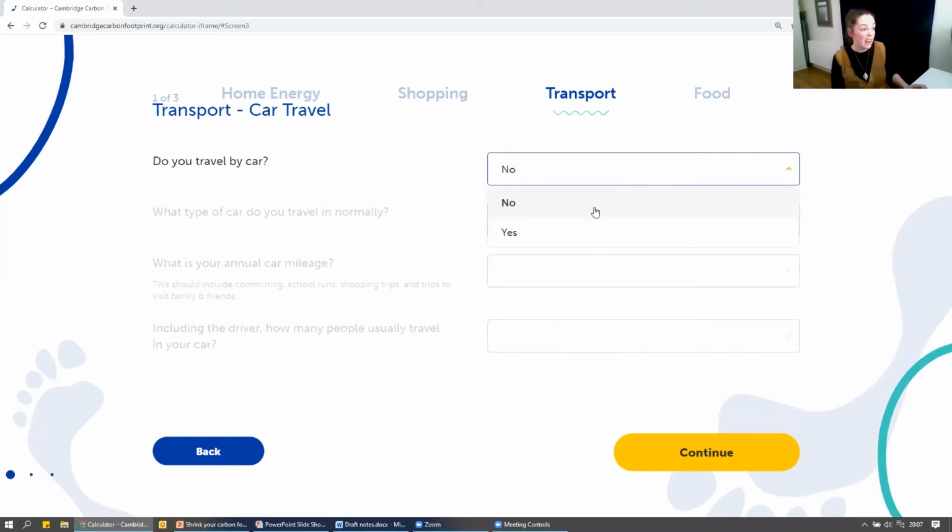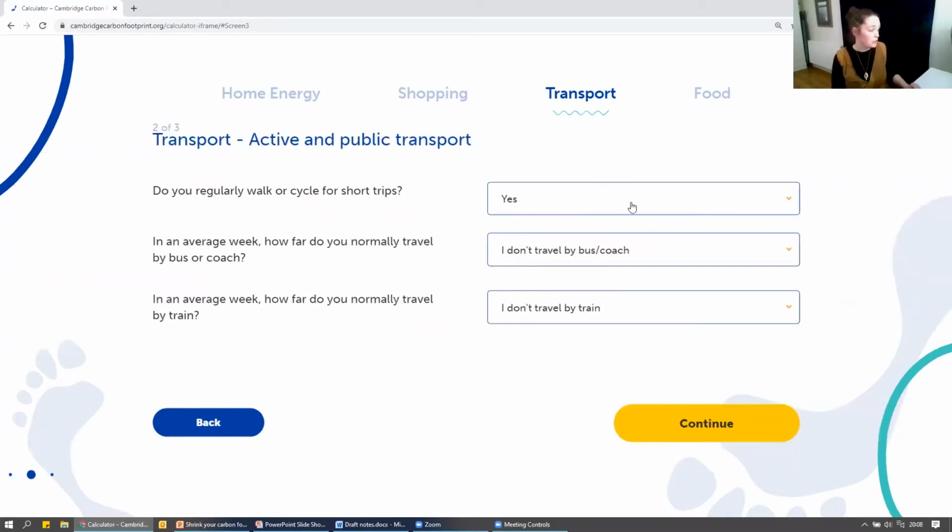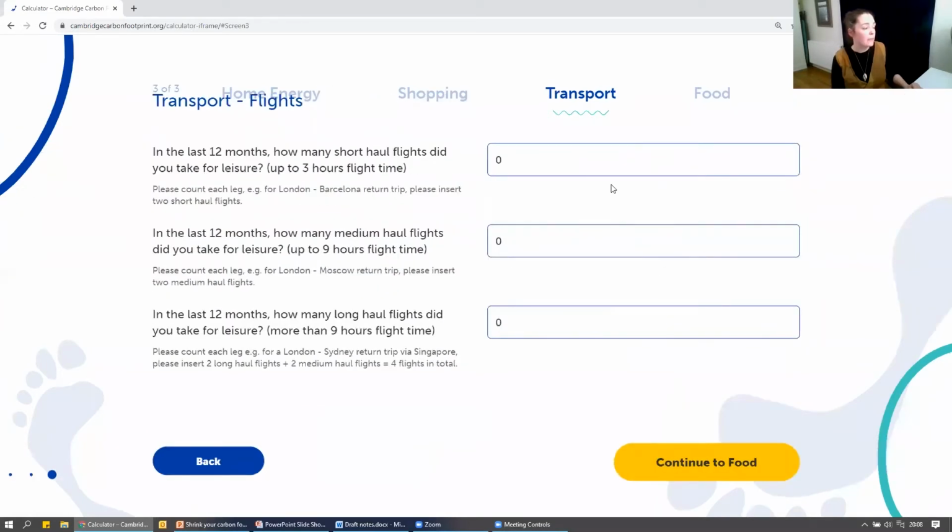So do I travel by car? I don't typically travel by car. My other half does sometimes, but I do the vast majority of my journeys by bike or by foot. I do regularly walk. I don't travel by bus. I don't travel by train.